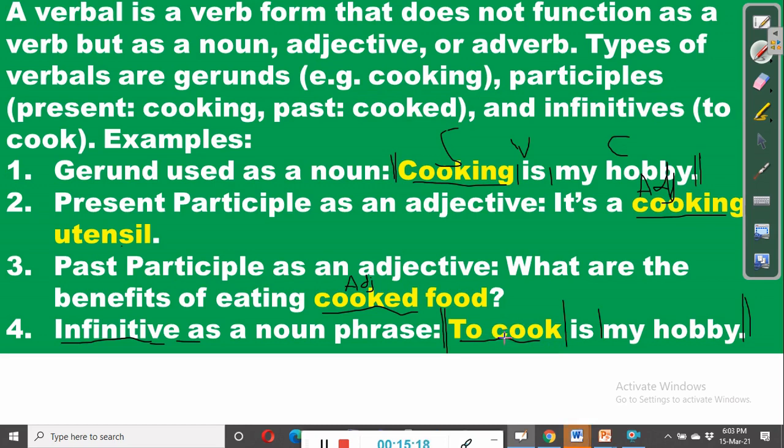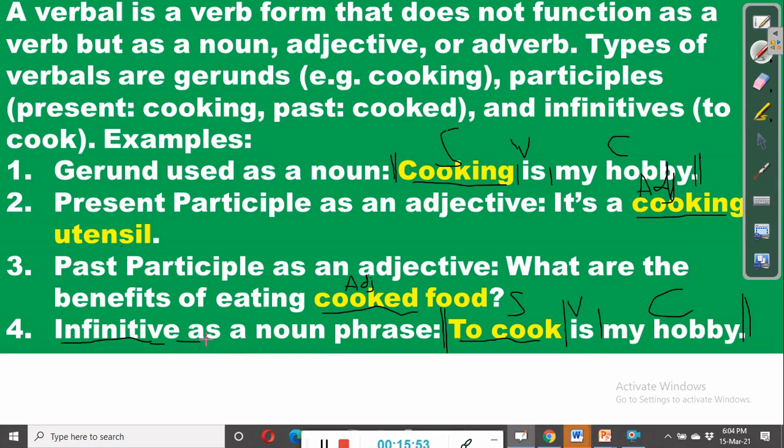All right, so "to cook" is essentially a noun, and here it is functioning as the subject of the sentence. The subject is the person or thing being talked about. Now, "is" is the verb here. "My hobby," again, is the complement. So we have a sentence that has the SVC structure. All right, so this is exactly what shows us that an infinitive is a verbal.